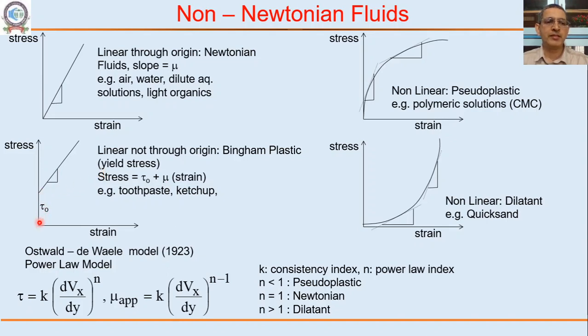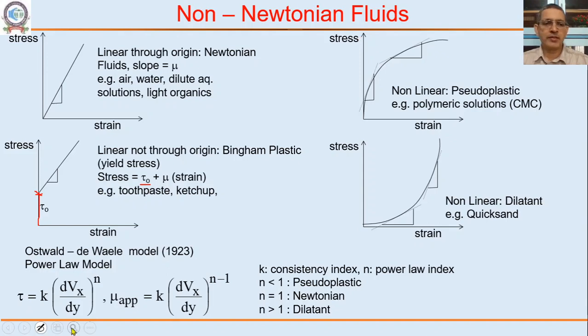Below the yield stress, the stress versus strain behavior is just a vertical line. Slope is infinity, viscosity is infinity. Beyond this tau naught, only then we define a viscosity. Till that time, the liquid is not deforming. No flow.